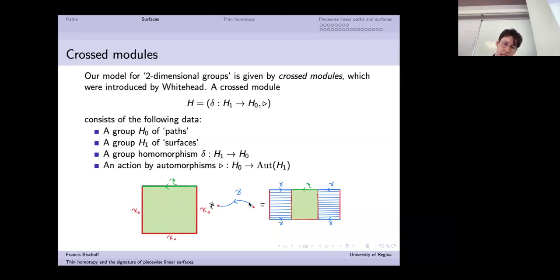So what I'm going to do is take this path and view it as a very thin surface. It's a map out of a square where vertically it's constant, it's only moving horizontally. And then I take two copies, a forward copy and a backwards copy, and I stick them on either side of my square.